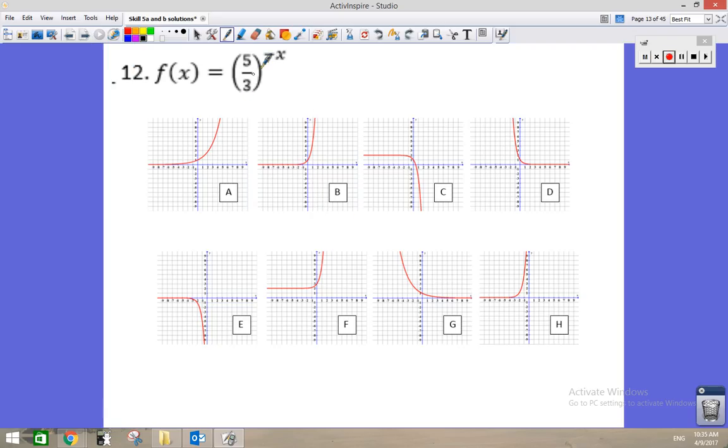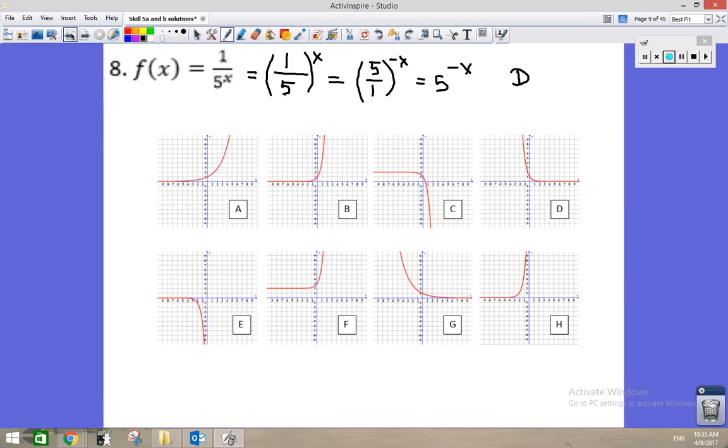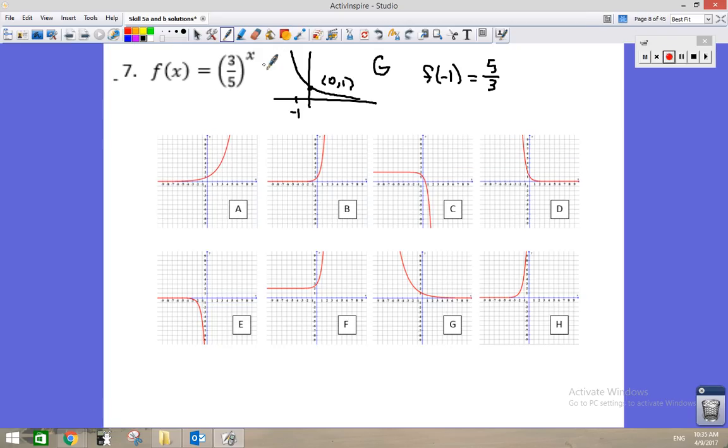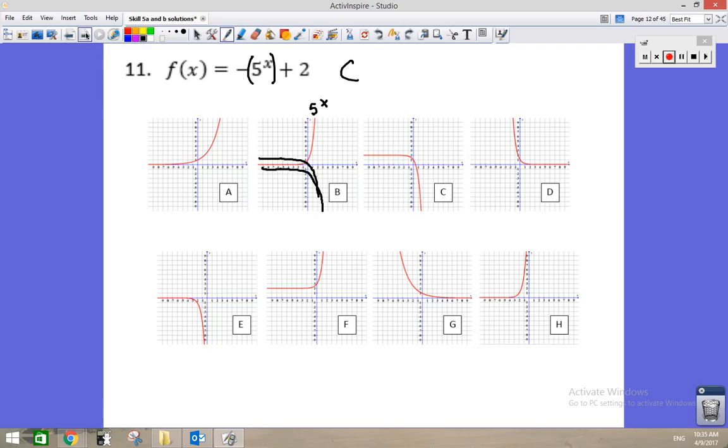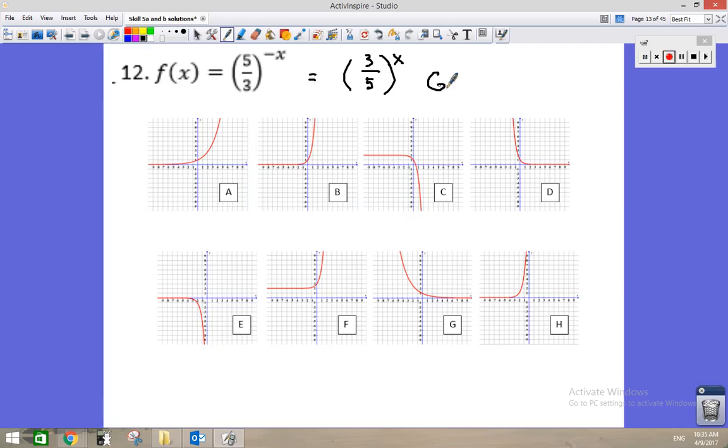The 5/3 to the negative x power is the same thing, if we flip this and change the sign of the exponent, as 3/5 to the x power, and we already answered that. We already had the graph of 3/5. The graph of 3/5 was G. So this is G. So that's it with the matching, and I'm going to stop and put the other problems on another video. So hey, I hope that helps, and I'll talk to you later.